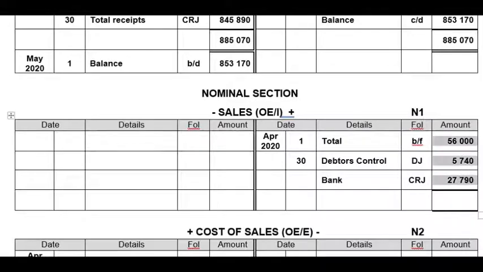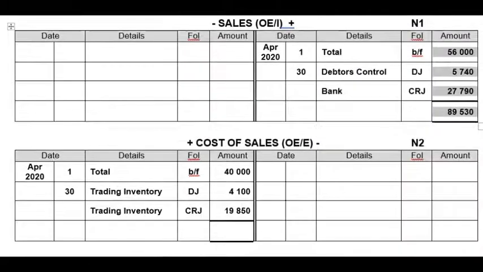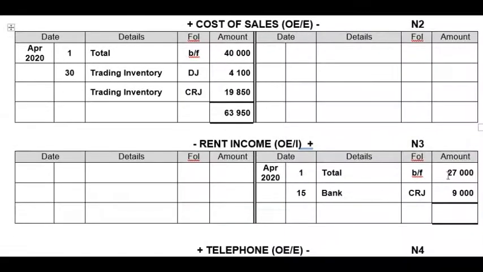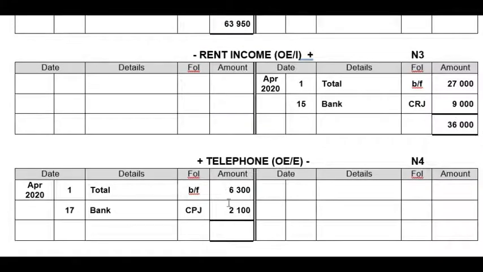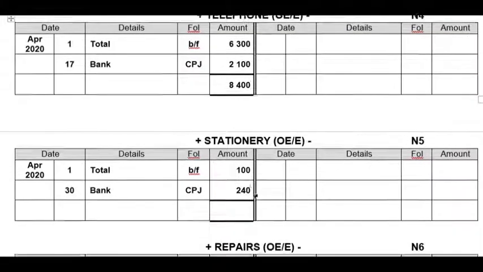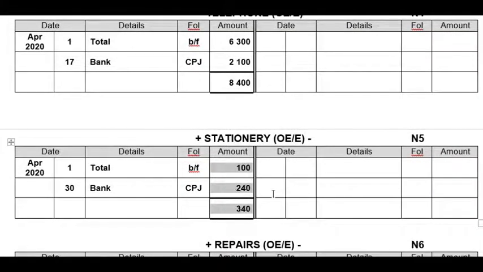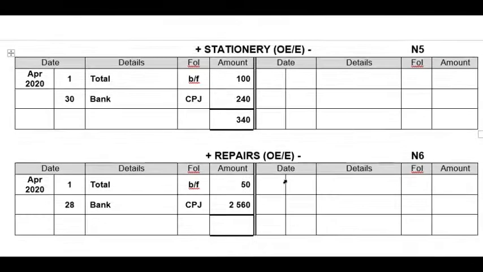In the nominal account section, we only total accounts because they only have entries on one side. So you add these three values together and it gives you 89,530. In cost of sales, you add these three values together, which gives you 63,950. In rent income, you add these two values together, giving you 36,000. In telephone, you add these two values together, giving you 8,400. In stationery, you add these two values together, giving you 340 Rand. And in repairs, you add these two values together, giving you 2,610 Rand. As easy as that.